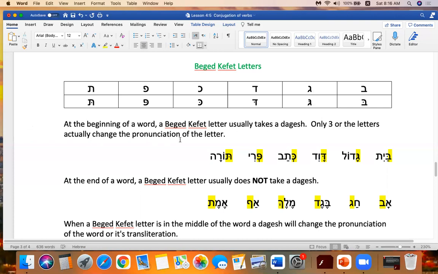Only 3 of the letters actually change the pronunciation of the letter. So bet, vet, kaf, khaf, fe, pe. Those are the ones that we know. And it's Beged Kefet because beg, ged, b, g, d, kefet, k, f, t. Beged Kefet. Okay, so a Beged Kefet letter is almost always at the beginning of the word. So here's some examples of that. At the end of the word, the Beged Kefet usually does not take the dagesh. So the softer sound is usually at the end of the word.